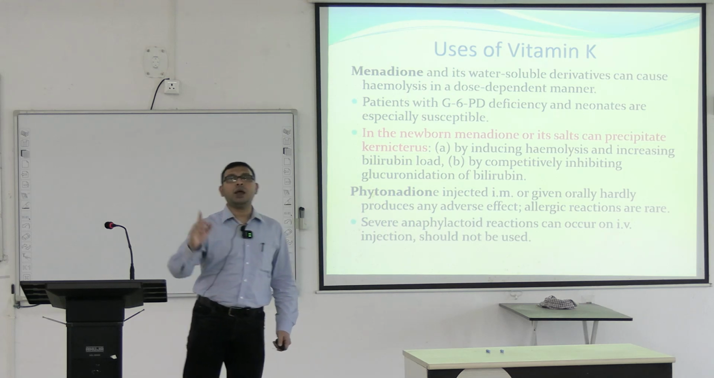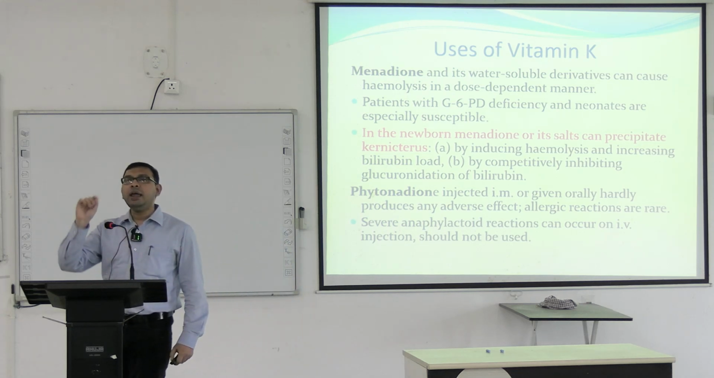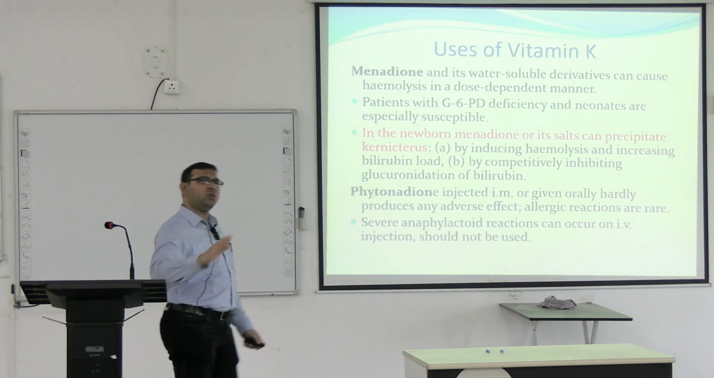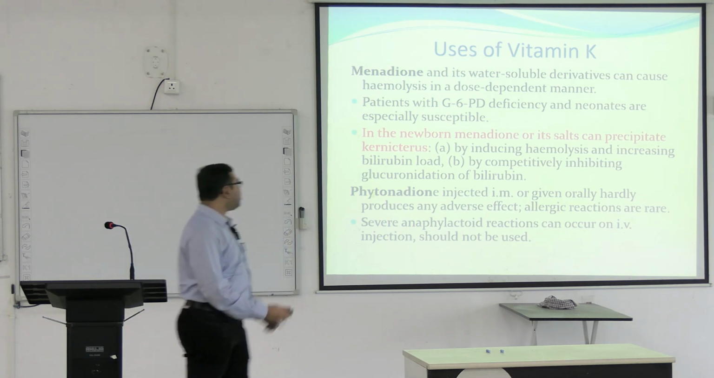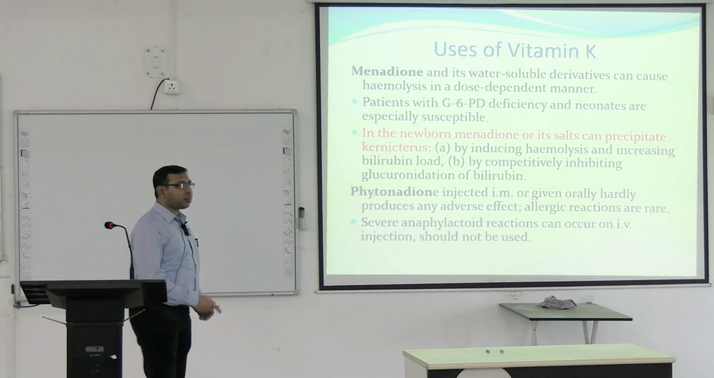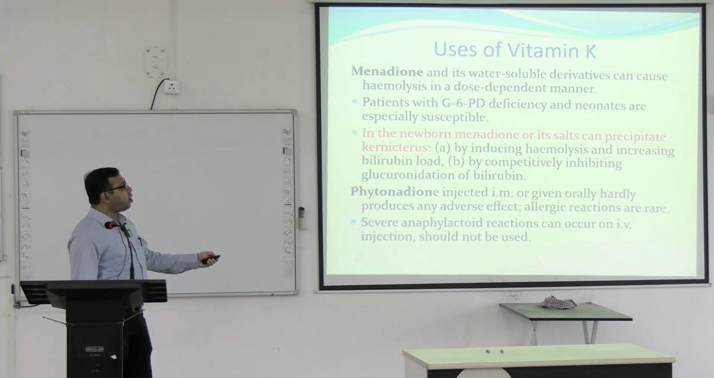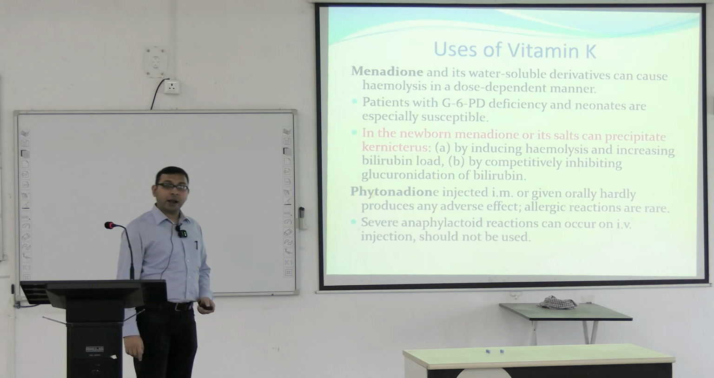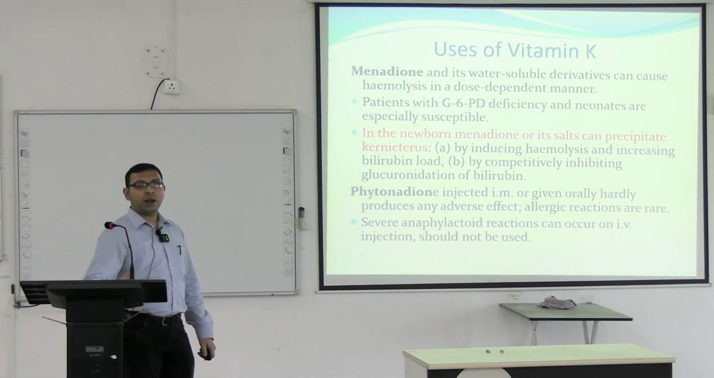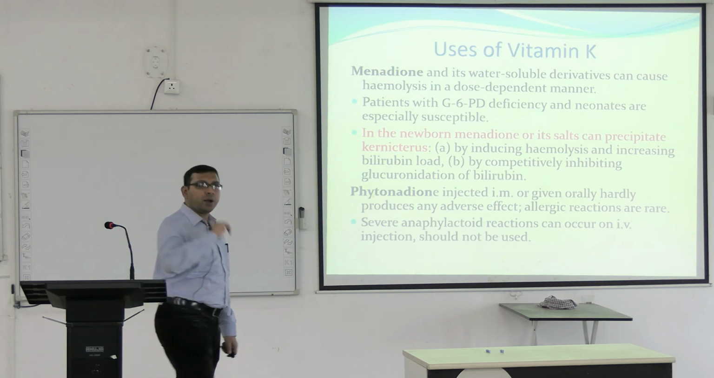The phytonadione form of vitamin K should be given to the newborn. Usually 1 mg intramuscular injection is given soon after birth, routinely. Okay. Phytonadione injected IM or given orally hardly produces any adverse effect. Allergic reactions are rare, because menadione induces hemolysis, increases the bilirubin load, and competitively inhibits the glucuronidation of the bilirubin. That's the problem. So you may be asked why menadione is not given in the newborn and the phytonadione form is given.